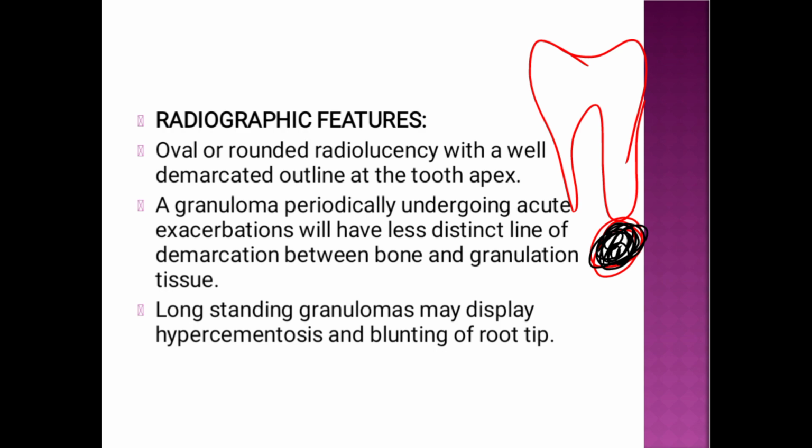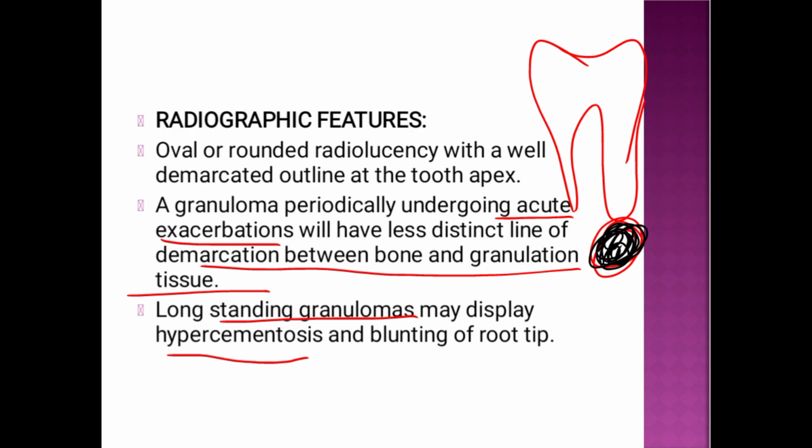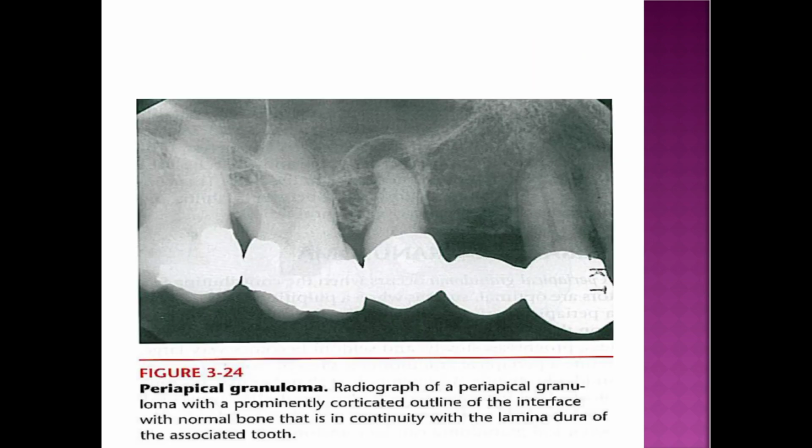Second, when the condition of granuloma worsens and becomes chronic, there is less demarcation between the bone and granulation tissue. Due to long-standing granulomas, it causes hypercementosis, meaning more cementum will be deposited, due to which there will be bunting of the root tip. You can see it here, there is a radiolucency. Treatment is either RCT, removing the apex, or extraction.